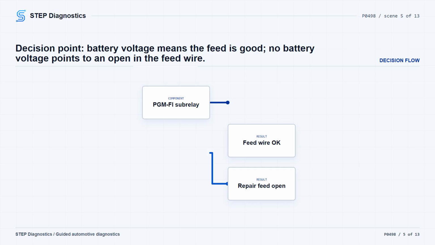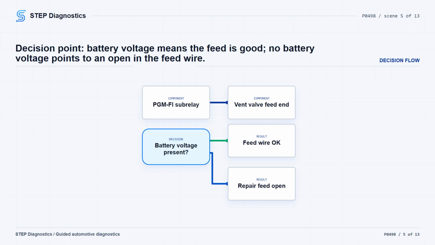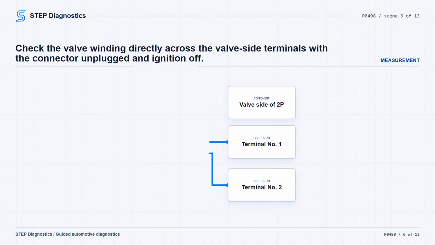If battery voltage is present, the PHY SUB RLYOUT wire is okay, and you continue. If battery voltage is not present, repair the open in the PHY SUB RLYOUT wire between the EVAP canister vent shut valve and the PGM PHY subrelay. Then verify the repair.